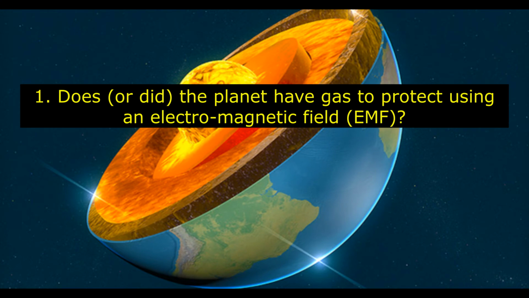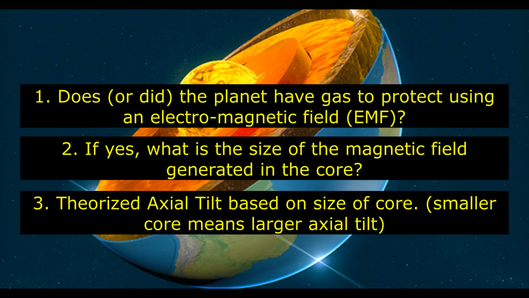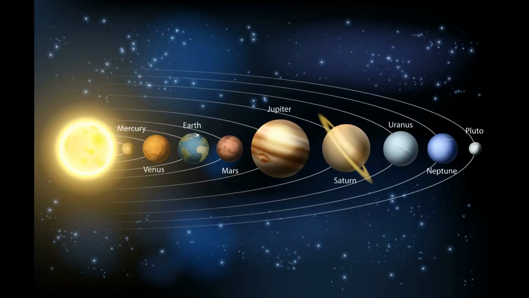So we're going to have to ask a couple of questions. Question number 1, does or did the planet have gas to protect using an electromagnetic field? Meaning, does it have some reason to extend its magnetic field? And question number 2, if yes, what is the size of the magnetic field generated in the core? How big is the core? And finally, once we know that, we can say, hey, we think we know what the axial tilt is. So let's start looking at some planets and see how this works out.